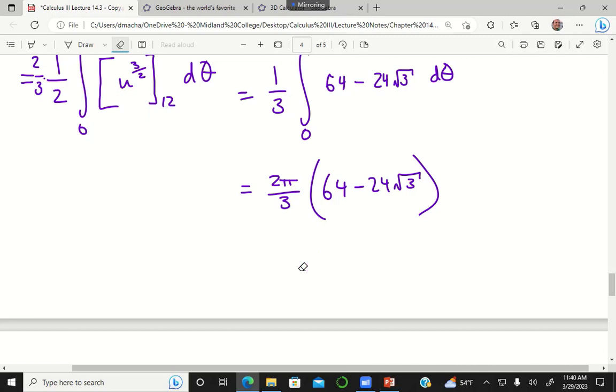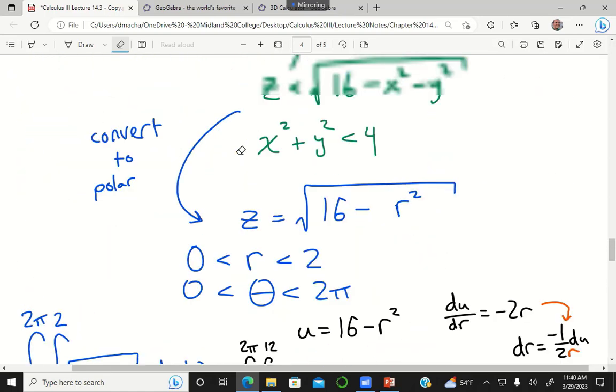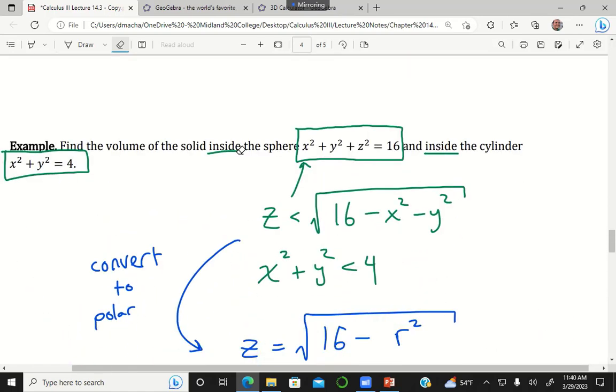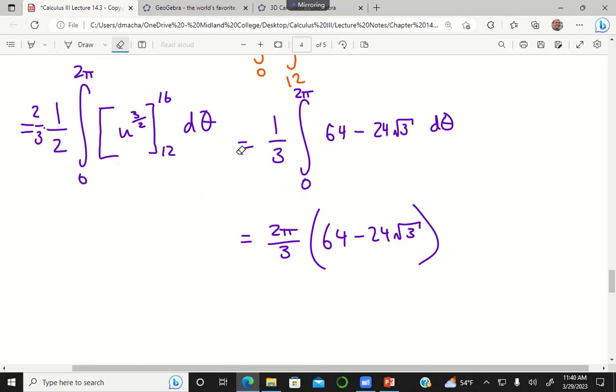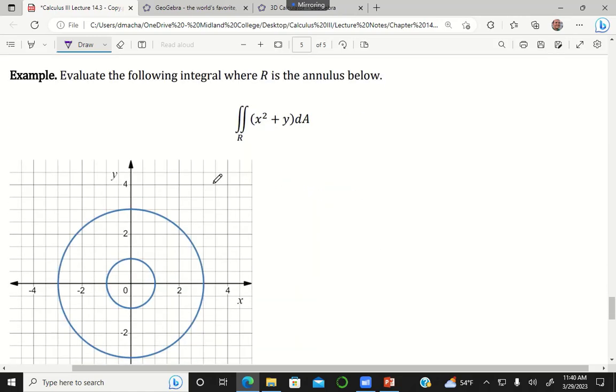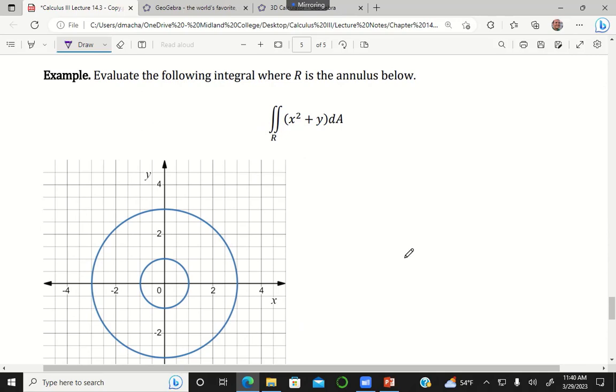Cool. Any questions about how we did this problem? Oh, and that's just the top half, right? So if I wanted the volume of the whole thing, don't forget to multiply by 2, because then you've got the top half and then you've got the bottom half of the solid. Okay. Next example.